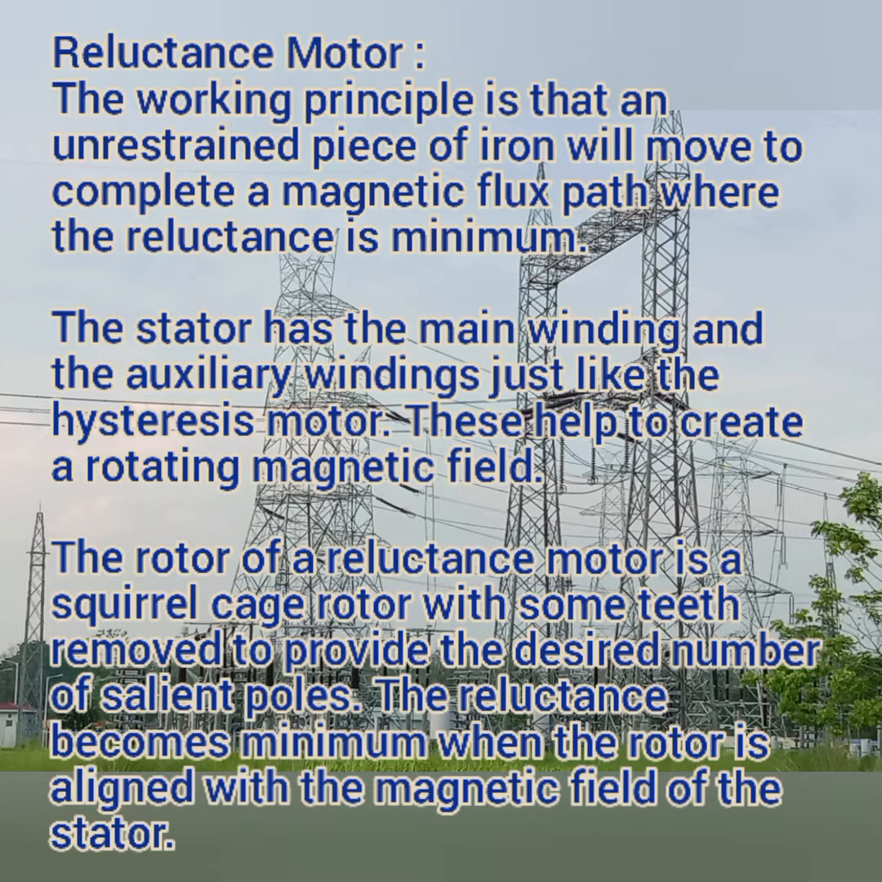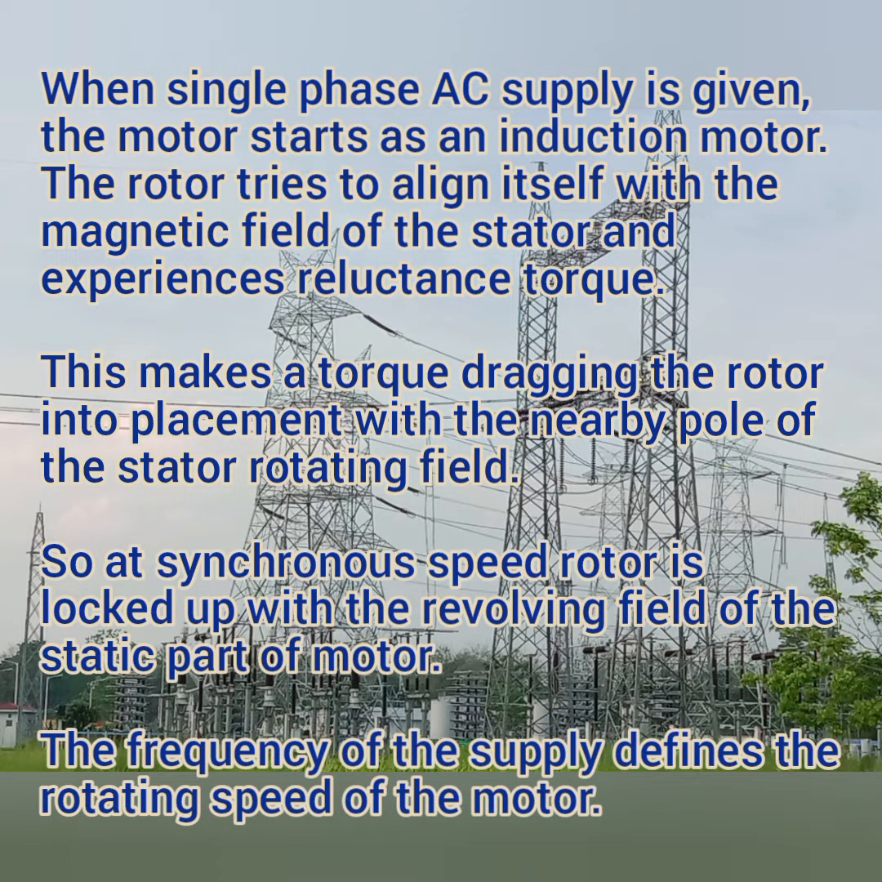The rotor of a reluctance motor is made up of a squirrel cage rotor with some teeth removed to provide the desired number of salient poles. The reluctance becomes minimum when the rotor is aligned with the magnetic field of your stator. This rotating magnetic field will have high efficiency in the low reluctance path. As you know, reluctance means resisting the magnetic field.